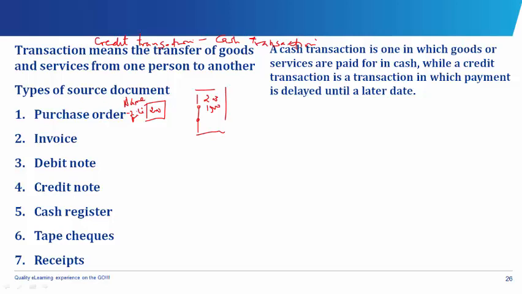Now the next one is an invoice. An invoice is a business document which a seller of a product makes out whenever he sells goods to a customer.